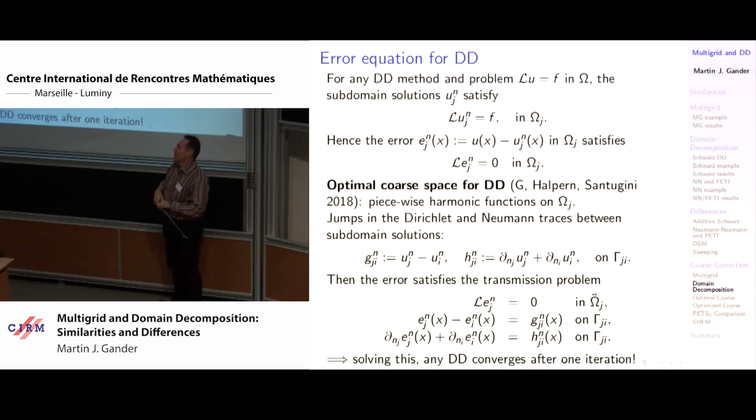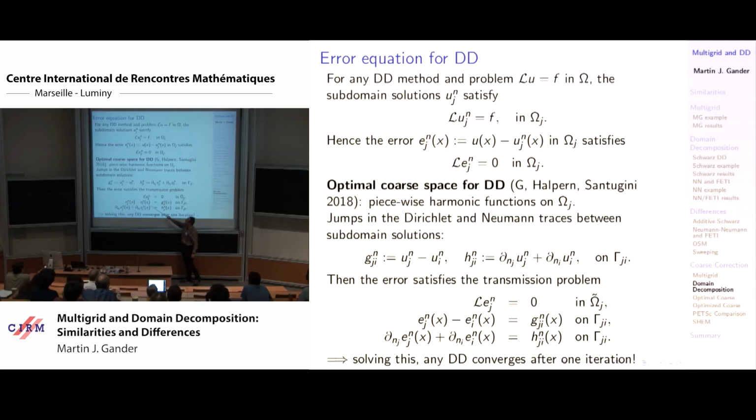Now this problem can be simplified. If it was a Neumann-Neumann method, you know the Dirichlet jump is 0. If it's a FETI method, you know the Neumann jump is 0. So you get a reduction in the size of the problem. But this is the exact equation that the coarse space should solve.